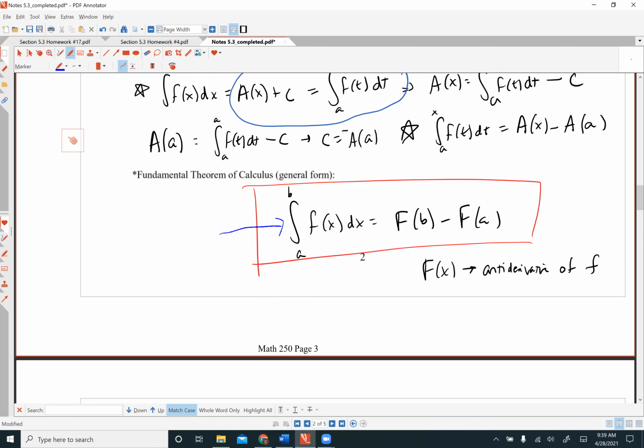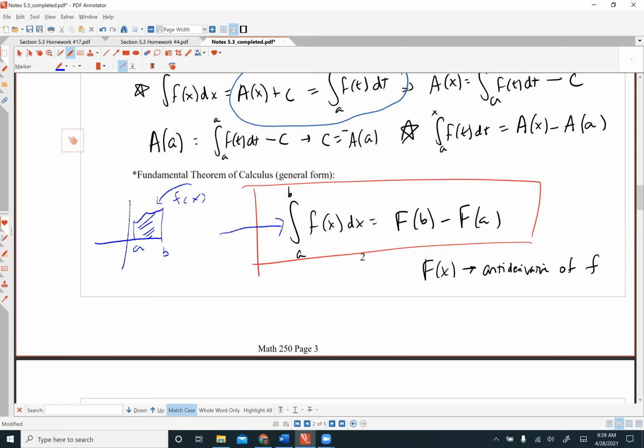So let's just say the curve looked like this, and here's your a, and kind of my crummy drawing here, and b. Let's say this is f of x. This symbol right here represents the area that I have shaded in right there.